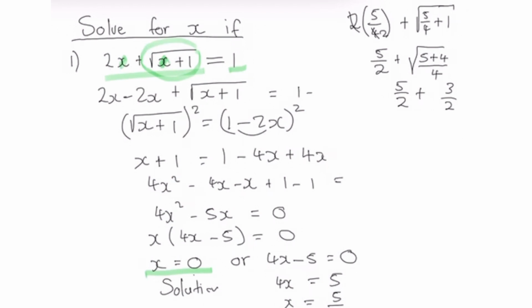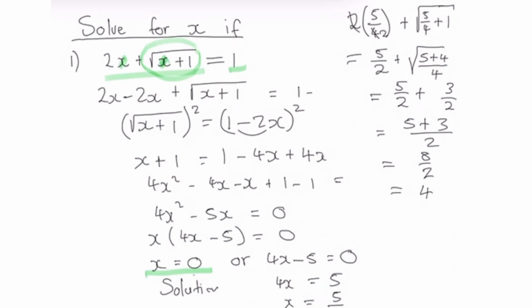5 plus 3 is 8. And so you get, you get what? You get 8. Get 5 plus 3 over 2. You get 8 over 2. And that will give you 4.